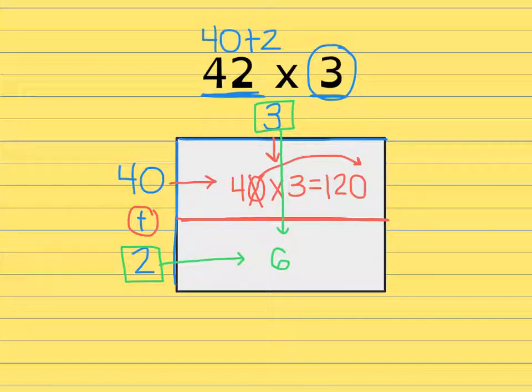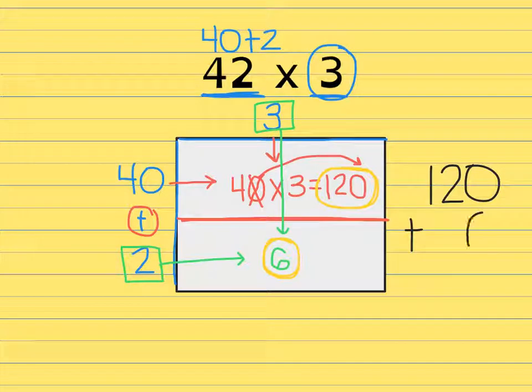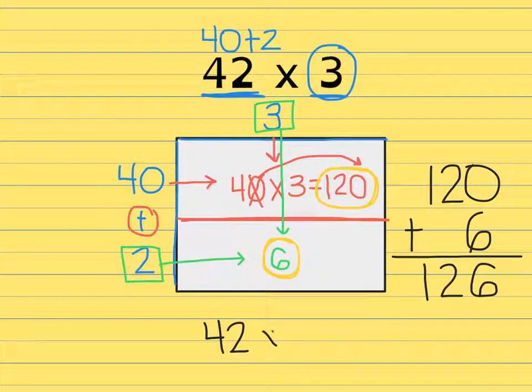Now that I'm done multiplying, and I have my numbers, 120 and 6, I'm going to add those two numbers together. 120 plus 6. 0 plus 6 is 6. 2 plus 0 is 2. 1 plus 0 is 1. 42 times 3 equals 126.